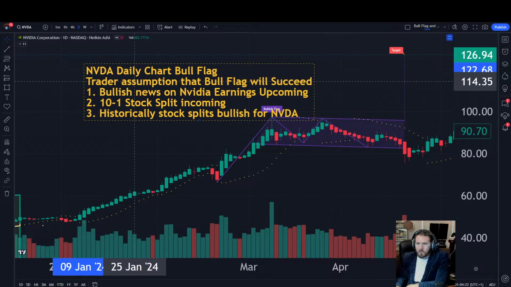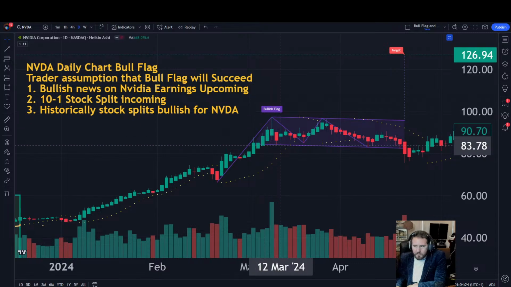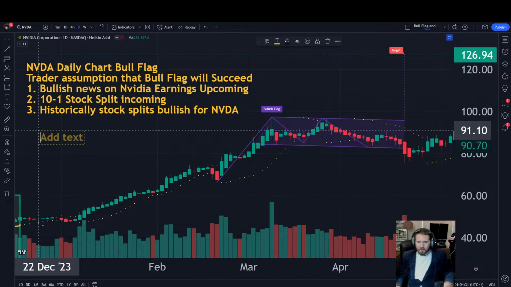So we're just going to go under the assumption that the retail trader was predicting that Nvidia would have a successful bull flag. And how would you play this successful bull flag? Well, how to trade.